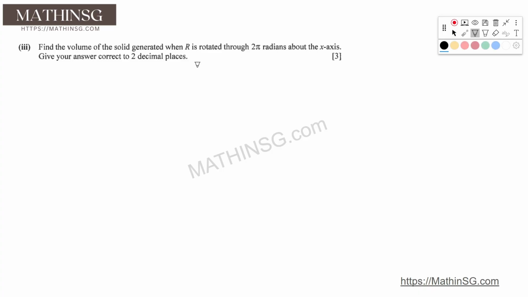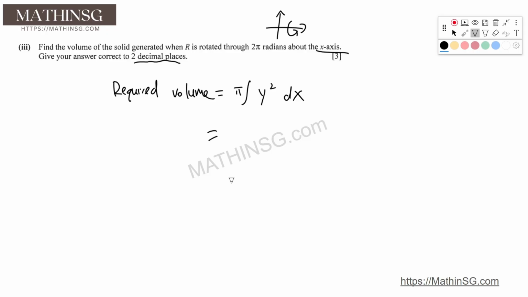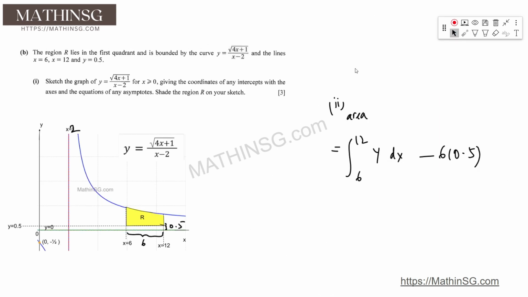Because they say give your answer correct to 2 decimal places, you do not do the integration. You use the calculator to get the numerical values of the integration. Next, we know that we are going to rotate about the x-axis and we want the volume. So when you rotate about the x-axis, the formula is pi y squared dx. Okay, so the required volume. So how do we find the volume? Let's go back to the sketch, which is here, right? I want to rotate about here.